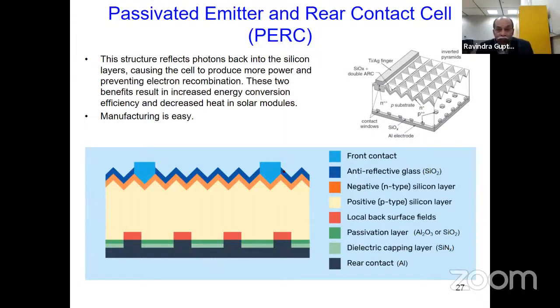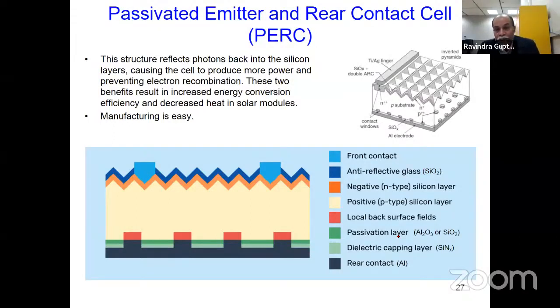You can see here, this is the front contact made of silver, and nowadays we are using titanium also. This is the anti-reflecting glass, SiO2. This is the quartz glass. This is the inverted pyramid style. Then we have the negative N-type material, very, very thin. Then we have the P-type silicon layer. These are crystalline materials. And then we have the local back surface field. And then we have a passivation layer, which is made of alumina or SiO2. Then we have a dielectric capping layer, silicon nitride. Then the back contact made of aluminum.